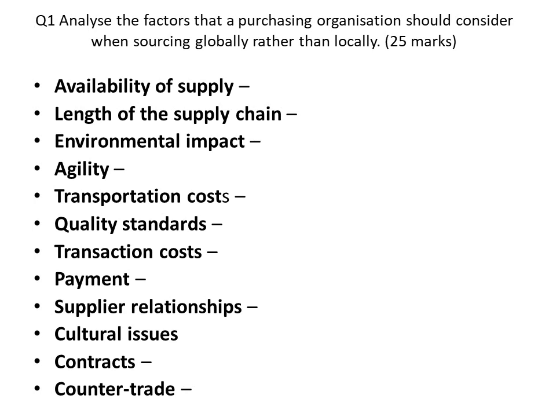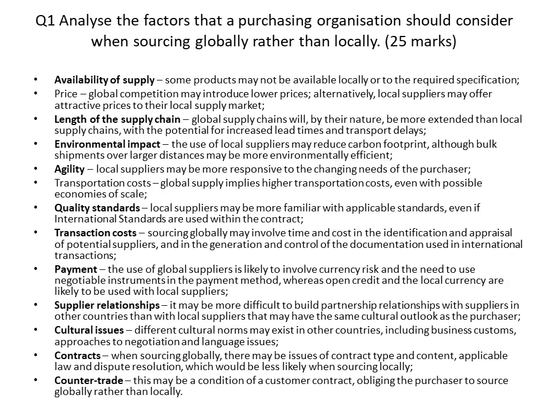A typical exam question here is analyse the factors that a purchasing organisation should consider when sourcing globally rather than locally. What we've got to be careful of here is factors that it should consider, not necessarily listing advantages and disadvantages, although they're part of the understanding you need to answer the question. So a good answer talked about availability, length of the chain, environmental impacts, agility, cost, quality, payment, etc. So a wide range of issues, but that's a 25 marker.